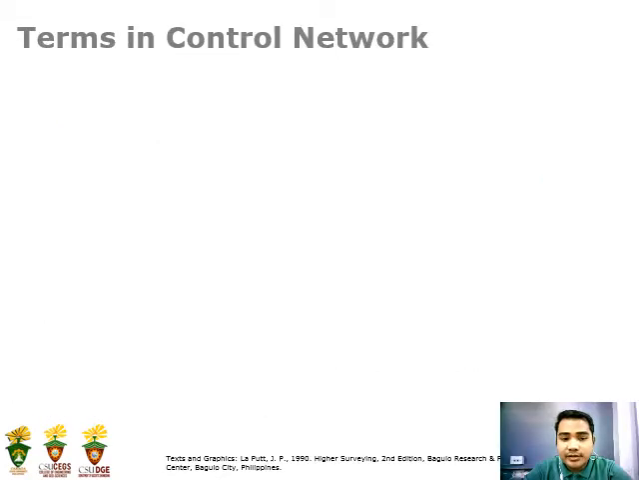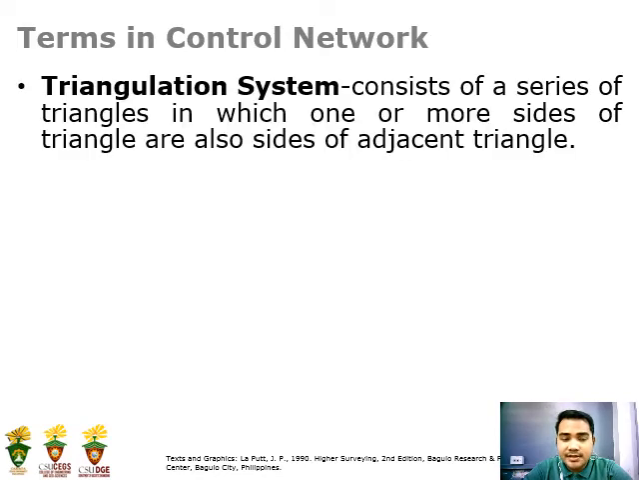Alright, so let's go now to the terms in control network. First is the triangulation system. When we say triangulation system, it consists of a series of triangles in which one or more sides of the triangle are also sides of an adjacent triangle. When we say system, everything should be connected. So it's a series of triangles that are connected. It should be interconnected, meaning one or more sides of a triangle are also sides of an adjacent triangle, so there is a common side.